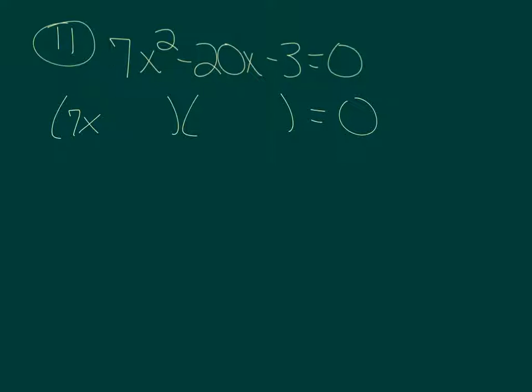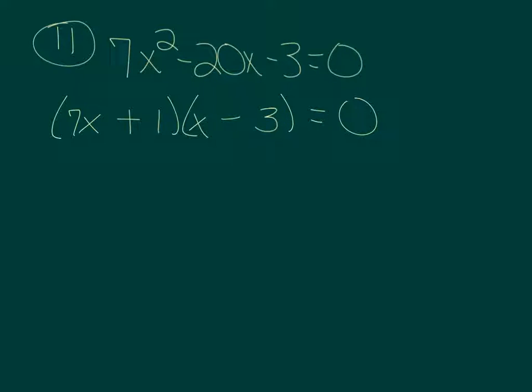I know that I get 7x and x to get 7x squared. I need 21 because I want to get close to 20, so I'm going to put my 3 at the back and my 1 here. I know my signs have to be different, and my largest value has to be negative. So I'm going to make this negative so that I get a negative 21, and I'm going to make this positive, and then I'm going to check it. Always check. So my first 7x times x is 7x squared. Negative 21 plus 1 is negative 20. 1 times negative 3 is negative 3.